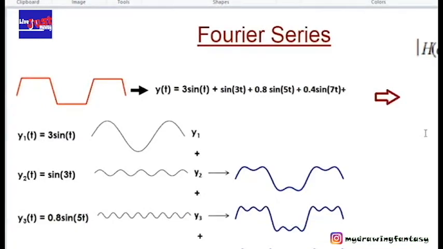With that, we are concluding today's session, and we will discuss the Fourier transform in the next session.